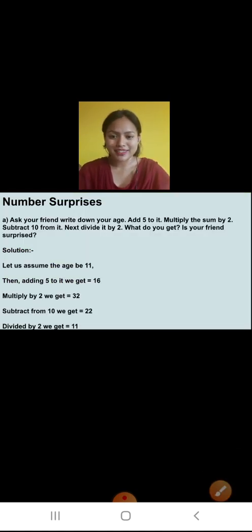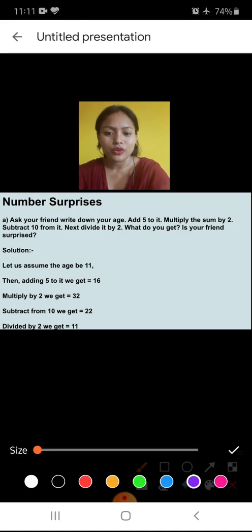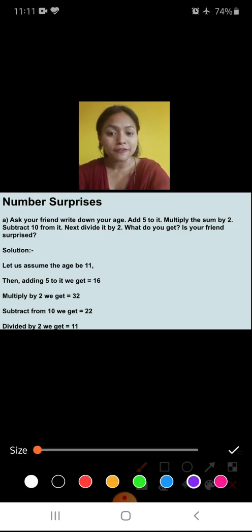Number surprise. The surprise is for you, and you have to find what the surprise is. Now let's see. Ask your friend to write down their age and add 5 to it. If your friend's age is 11, you have to add 5 to this. So it will be 16.